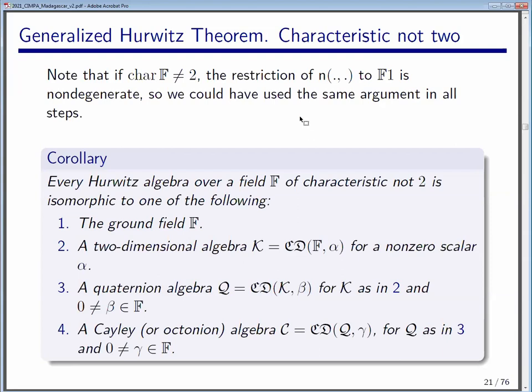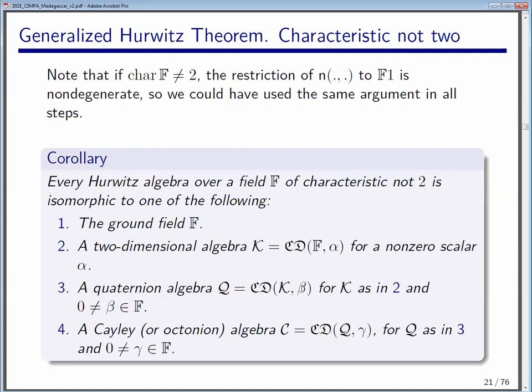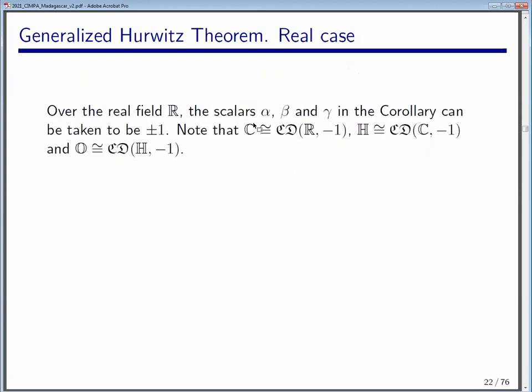Okay, so this is what happens in characteristic not 2. Things are a bit easier. Now, over the real numbers, the scalars that we use to double things, alpha, beta, and gamma, well, this element U that we use to get the double algebra can always be scaled so that this scalar becomes, over the real numbers, either 1 or -1.